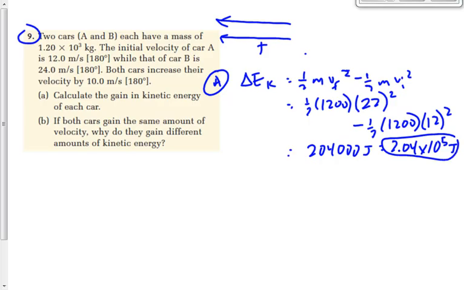Let's do the second car. Same thing here, right? This time it has a mass of 1,200 again. The final speed was going 24, now it's going 34.